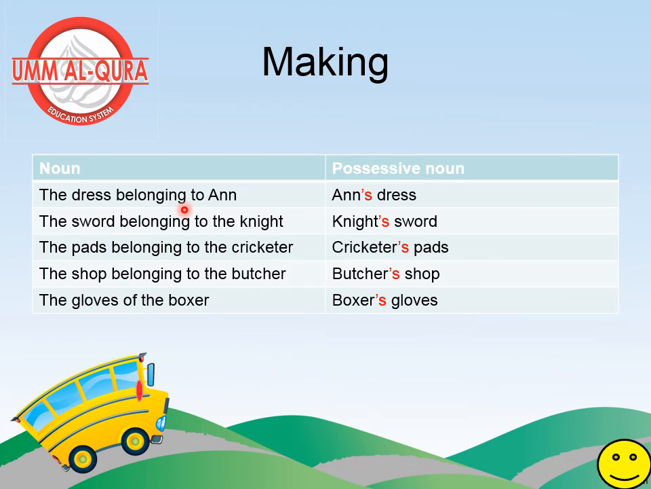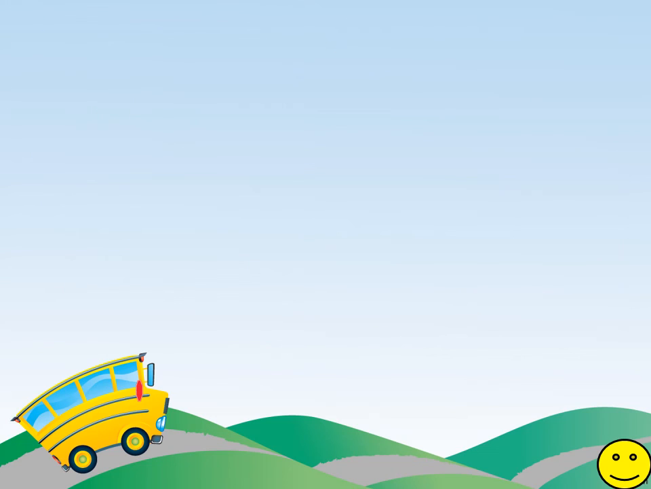The dress belonging to Ann. Whose dress are we talking about? Ann's dress. So how will we make it? Ann apostrophe s to show the possession of Ann's dress. The sword belonging to the knight, the knight's sword. The pads belonging to the cricketer, the cricketer's pads. The shop belonging to the butcher, the butcher's shop. The gloves of the boxer, the boxer's gloves.